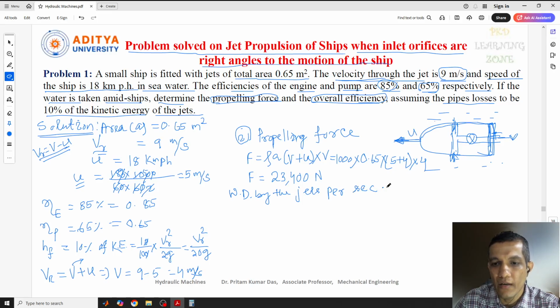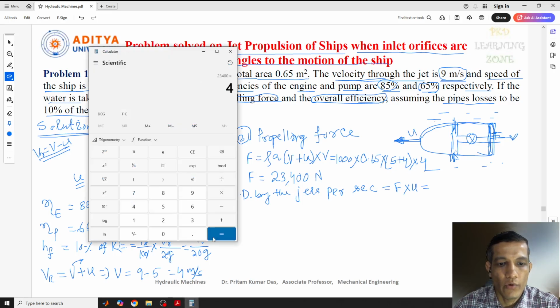This is very simple. We know the formula: work done by the jet per second is equal to force, which we got from here, into distance, since work done equals force into distance. But for work done by the jet per second, the distance per second is nothing but velocity. So I can write this as velocity U. Just multiply by 4, we'll get 93,600.